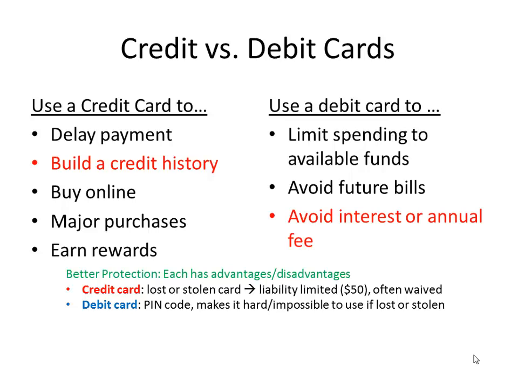A debit card limits your spending to your available funds. So if you only have $400 in your checking account and you're using a debit card, you can't spend more than you actually have. For some people, that discipline is very important. It allows you to avoid future bills. Again, with a credit card you're just kicking the payment of the bill down the street a little bit. With the debit card, you get into the practice of paying for something when you purchase it.